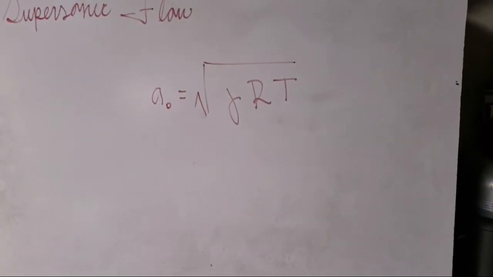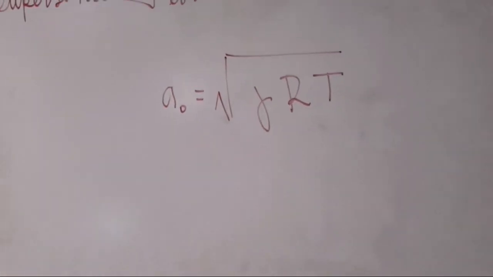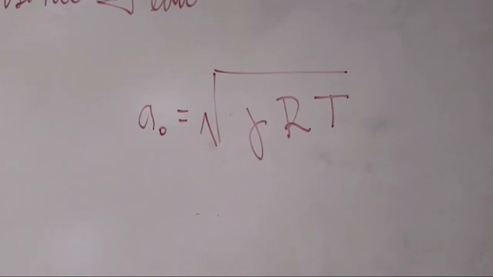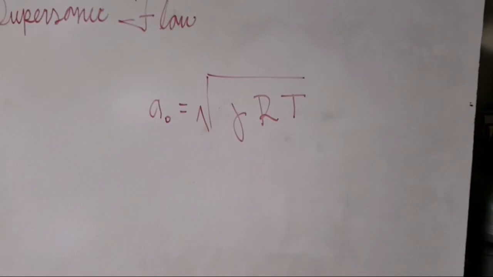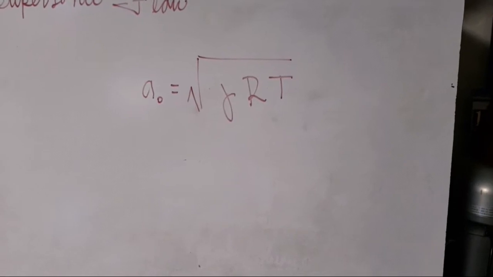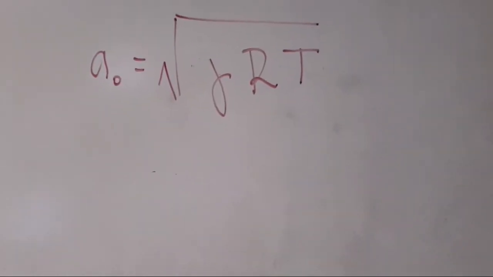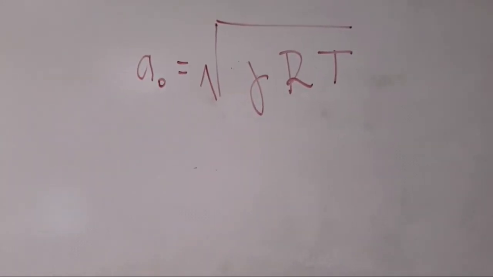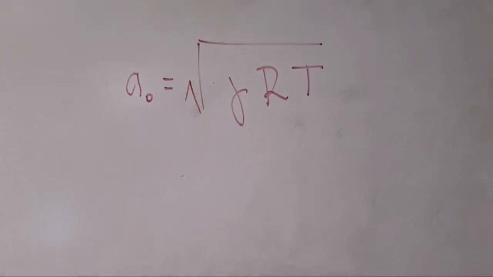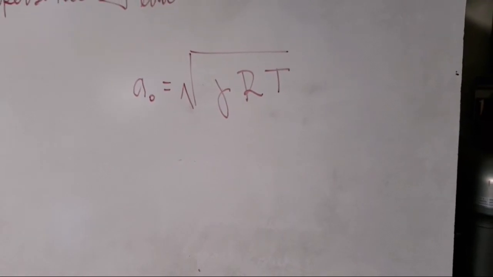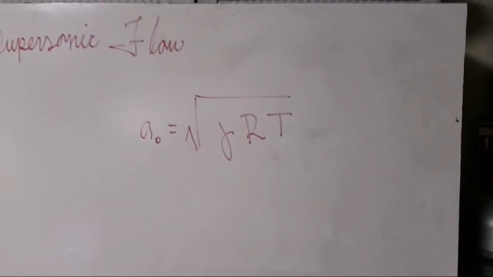And so, as you can see from here, the speed of sound is equal to the square root of gamma RT. Now, gamma is a ratio, and that ratio is the heat capacity at constant pressure to the heat capacity at constant volume. These are represented by C sub P and C sub V. I didn't write that down, but we're going to get to it in a second. R is the ideal gas constant, and T is obviously your temperature measured in Kelvin.